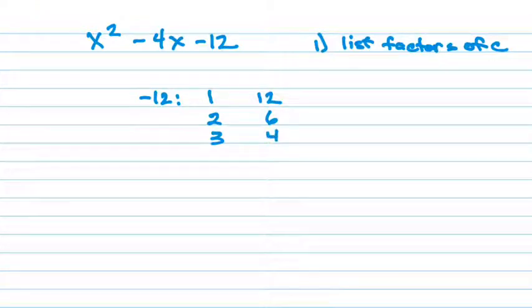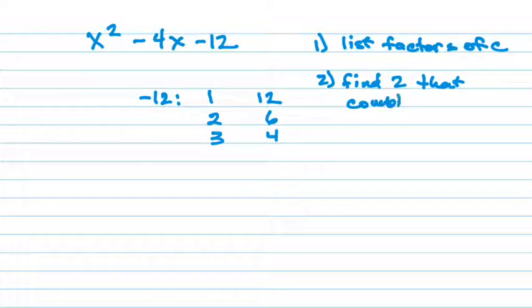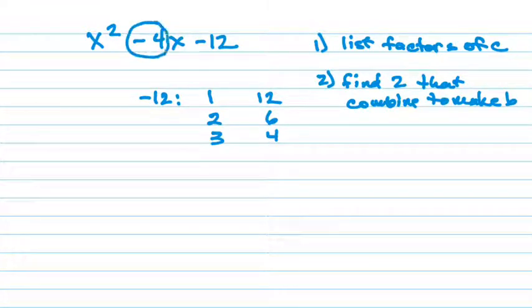Right? We're trying to find the two numbers that combine to make what? Negative 4. Yeah, which we call our B, right? So they have to combine to make our negative 4.